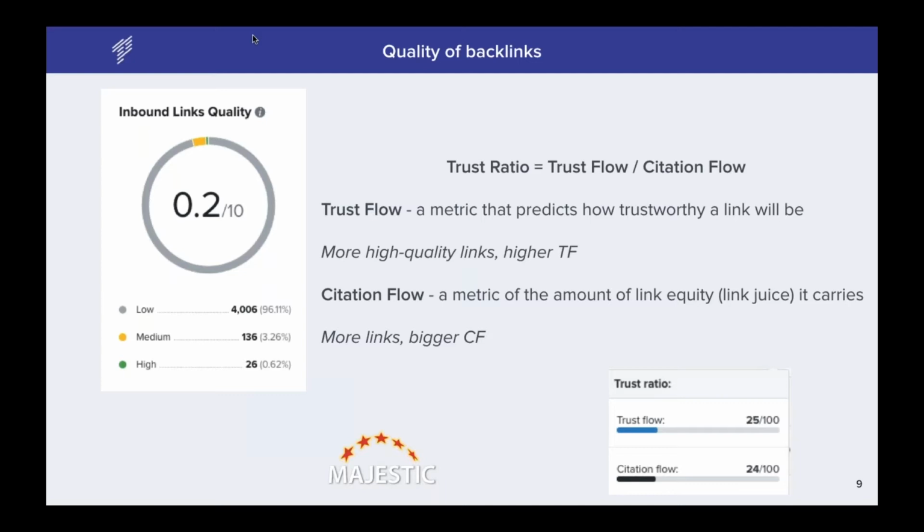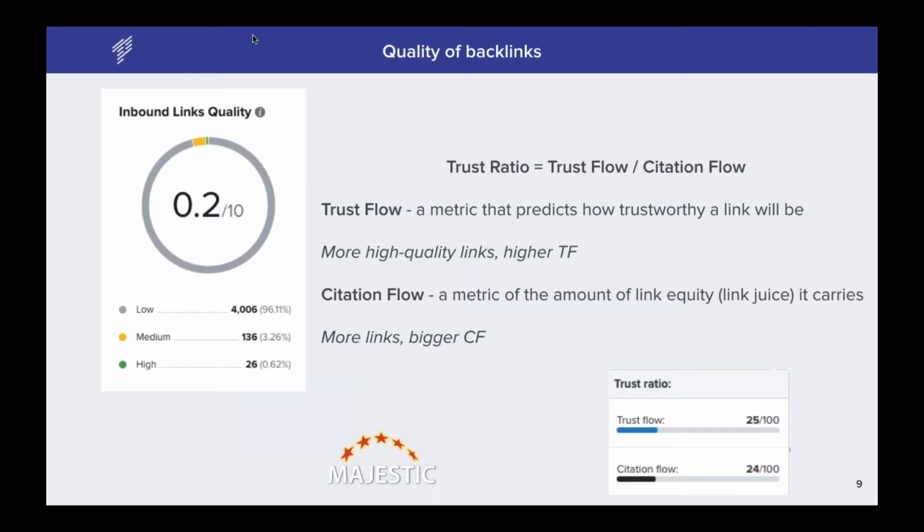Now with the citation flow, this is a metric of the amount of linkages, so the equity it carries, and it's based on the amount of links pointing to the site. So citation flow is about the amount of links, and trust flow is about the quality of the links. So the more links the site earns, the bigger the citation flow gets. You could be like, okay, let me look at the trust flow, let me look at the citation flow, but they only work when they are put together, because you should be looking at the trust ratio itself.